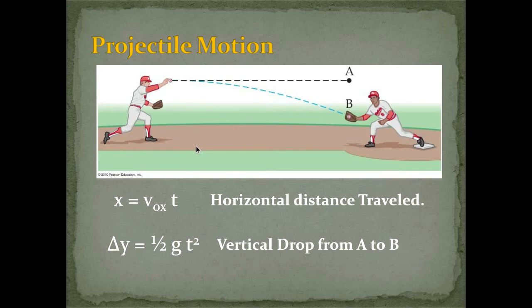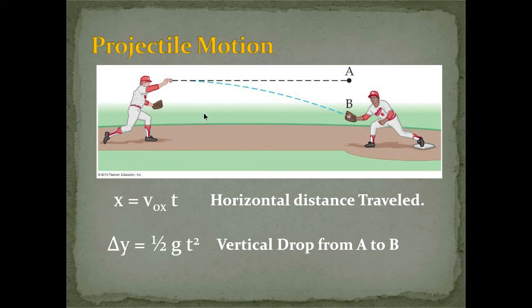To figure out the distance it will go from the throw to A, you'd simply use the horizontal distance traveled formula here. Change in x. Remember, change in x equals v average times time. But the velocity in the x direction, v naught x, or vox, is constant. So it's like speed times time. That would equal distance. You could simplify the formula to x equals v naught x, the initial velocity in the x direction, times the time. So there's your one equation.